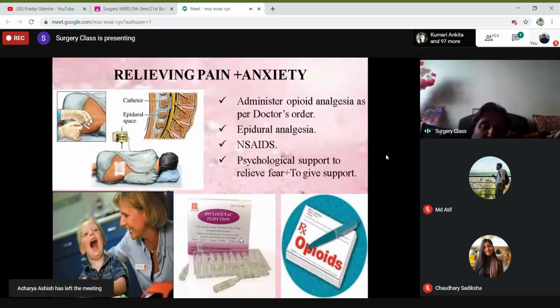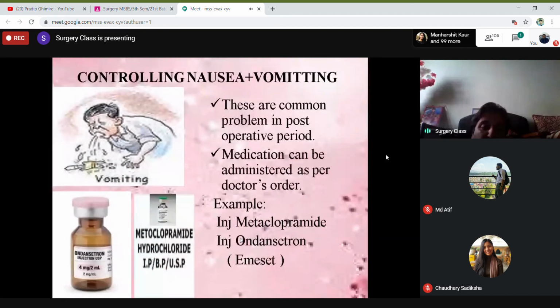Post-operatively, not all patients require epidural analgesia. Suppose you have done a groin hernia surgery, or a hydrocele, or some surgery which doesn't require an epidural, like a laparoscopic cholecystectomy. In those situations you can just give NSAIDs by injectable routes, and supplement with opioids if required. For controlling nausea and vomiting, there are various drugs available. You can give metoclopramide or ondansetron post-operatively.